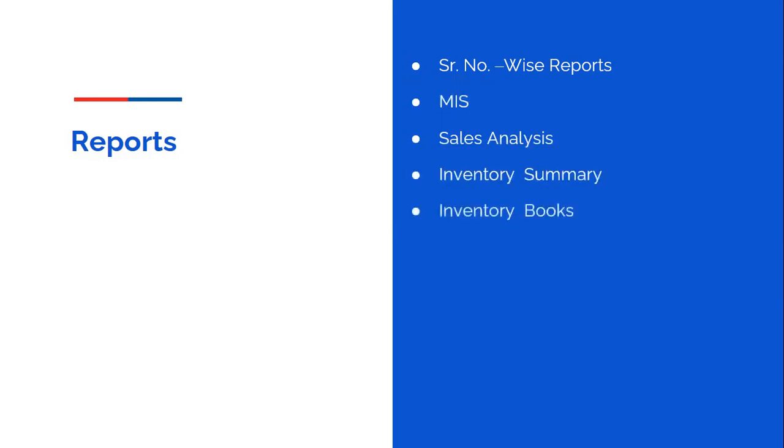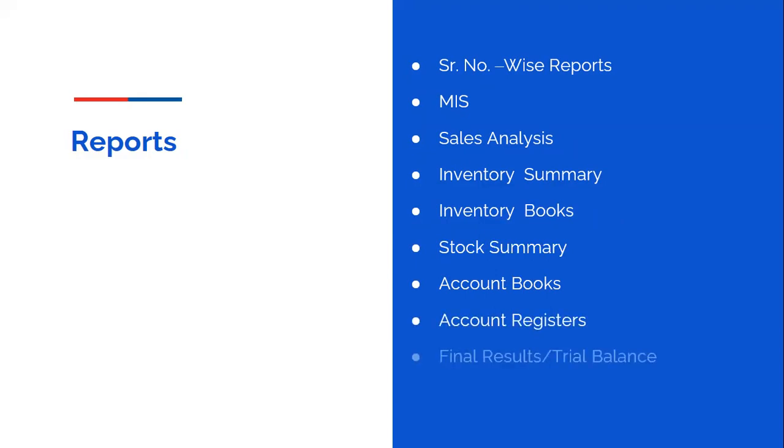Inventory summary and inventory books you can view. If you want to see your inventory reports in detail, you can view these reports. Stock summary you can view. If you want to see your stock in your godowns, in your material center, you can see stock summary reports. Account books are available. You can view account books as sales, as account ledger. Multiple reports are available for account books and account register.